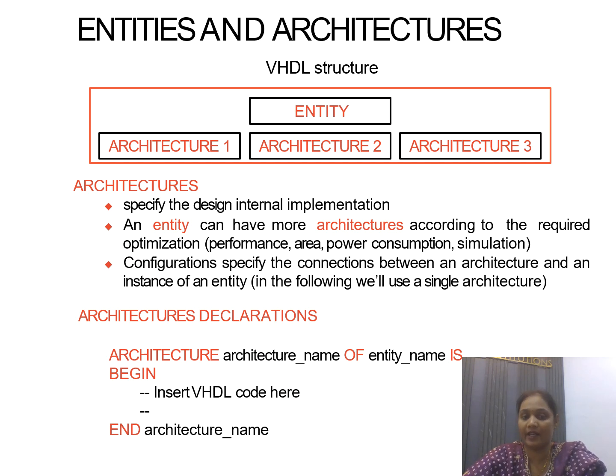Next is entity and architecture. The architecture specifies the design's internal implementation. The entity can have more architectures according to the required optimization like performance, area, power consumption, and simulation. The configuration specifies the connections between the architecture and an instance of an entity. The syntax of architecture is: architecture, then the name of the architecture, for that entity, and again start with the keyword begin, and inside begin we will write some logical statements.